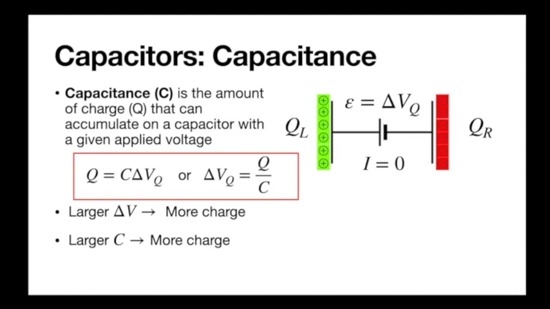Yes. So a larger capacitance means it's just easier to push charge across. So if it's easier, you'll get more charge to build up. And if you have a fixed amount of charge and you increase the capacitance, then that charge can spread out more, and so the voltage difference is going to be smaller.